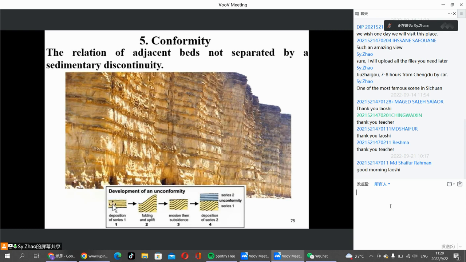So the point is that the deposition of the rock formation is originally horizontal, and after that it could be influenced by tectonics and erosion, and after that a new period of horizontal deposition happened, so such an unconformity formed and lasts.